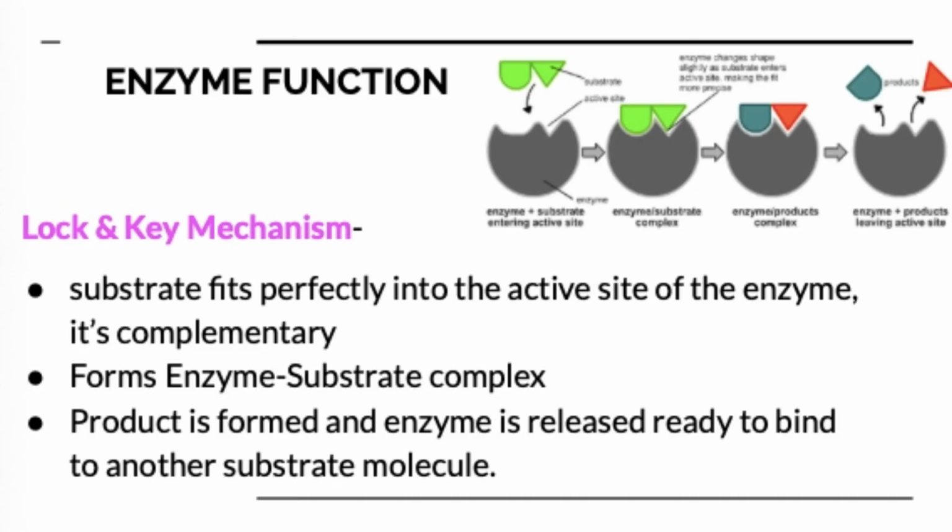Enzymes are named according to the reaction that they catalyze. For example, enzymes which catalyze the breakdown of carbohydrates are called carbohydrase. If they break down proteins, they are protease. If they break down fats, they are lipase. Sometimes they're given more specific names than this.